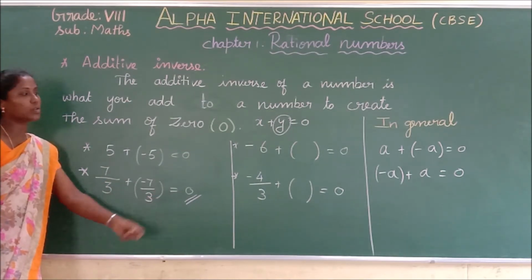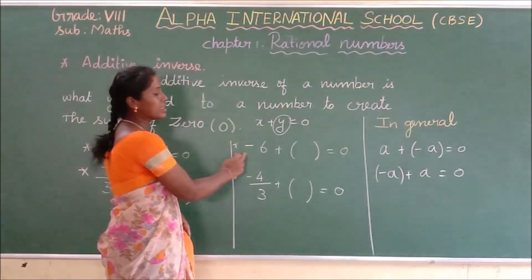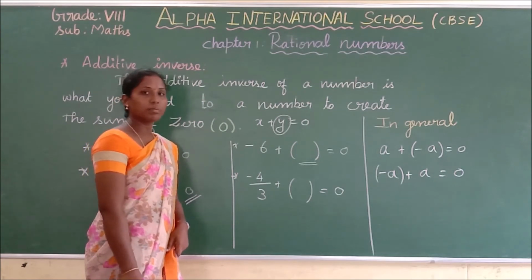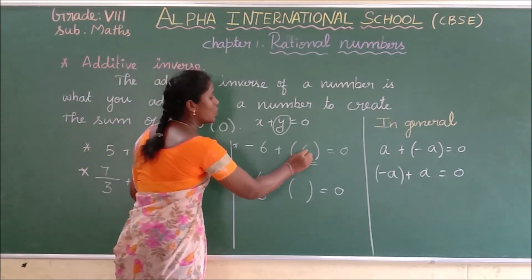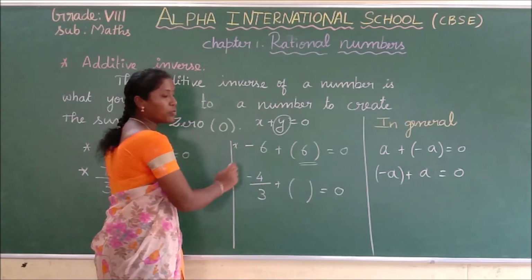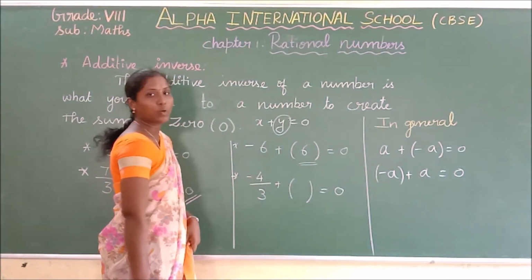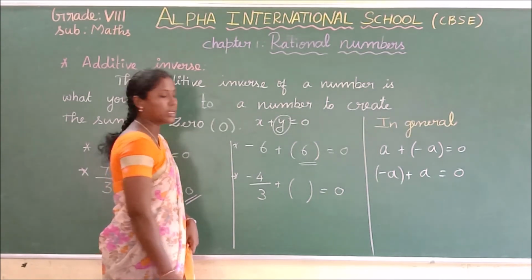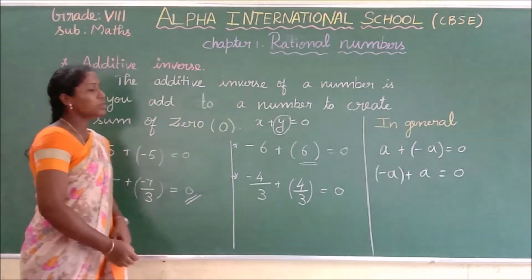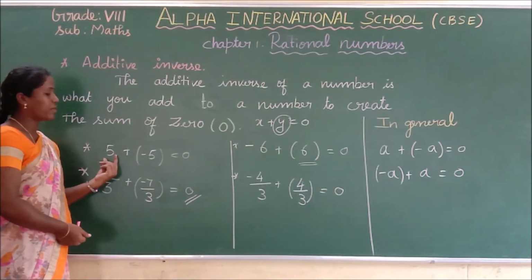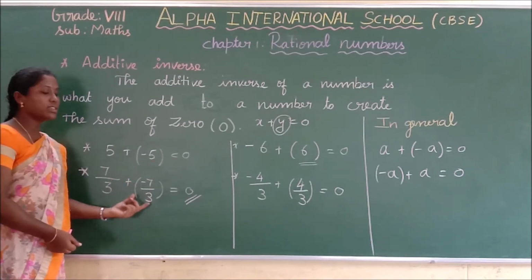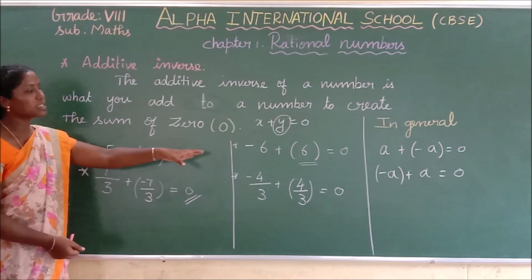Likewise, here minus 6 plus. Think of what number should be added to get 0. It is 6. So minus 6 plus 6 gives 0. Likewise, we take a negative fraction, and the number we have to add to get 0 is 4 by 3. So we get 0. Look at these 4 examples. 5 plus minus 5 gives 0. 7 by 3 plus minus 7 by 3 gives 0. Minus 6 means plus 6.